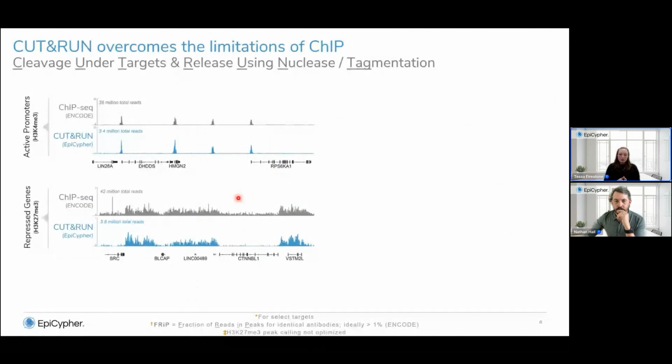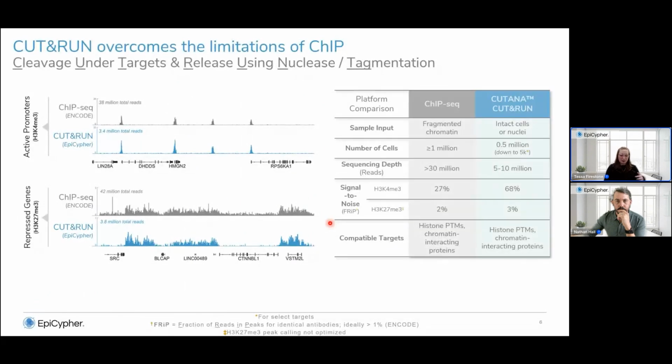So these are genome browser tracks for two targets, H3K4-trimethyl and H3K27-trimethyl, from a ChIP-seq dataset in gray and a CUT&RUN dataset in blue. You can see narrow punctate enrichment at promoters for H3K4-trimethyl. And then we can see broad enrichment for H3K27-trimethyl for both datasets. But when we go into the experimental details, we can see the advantages of CUT&RUN.